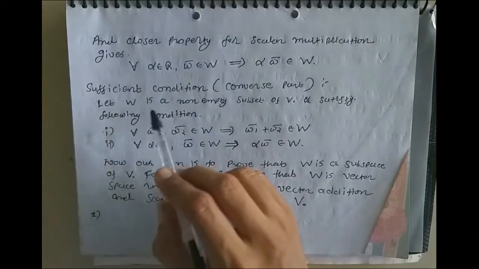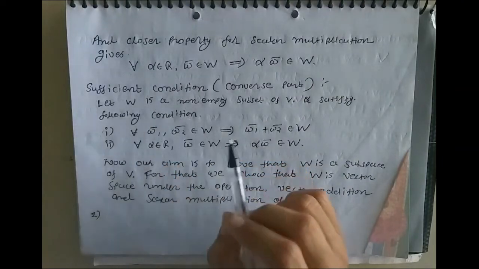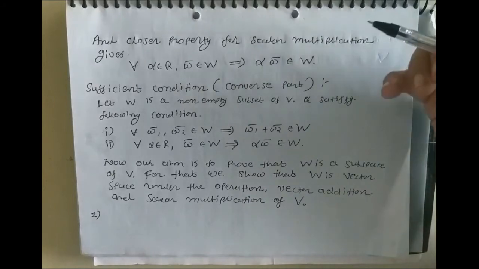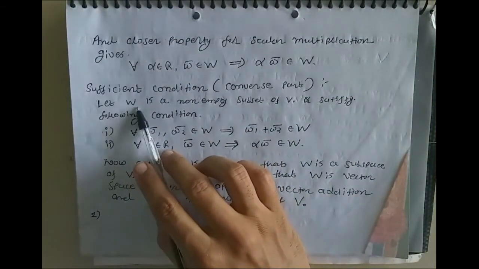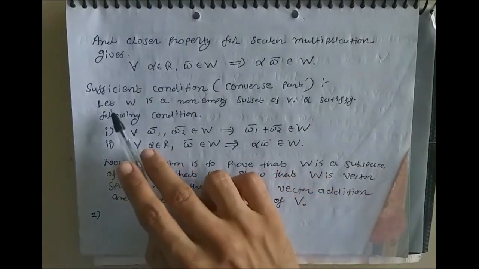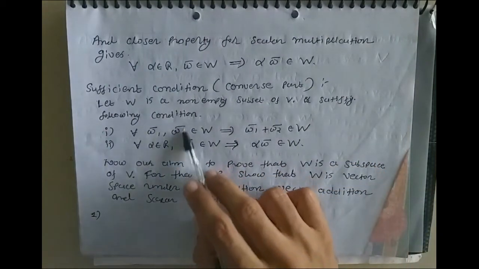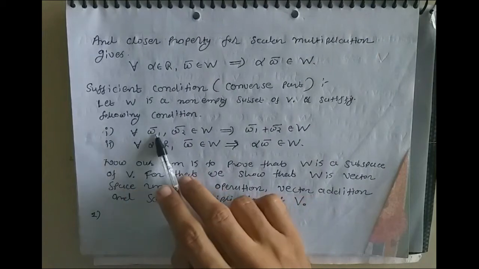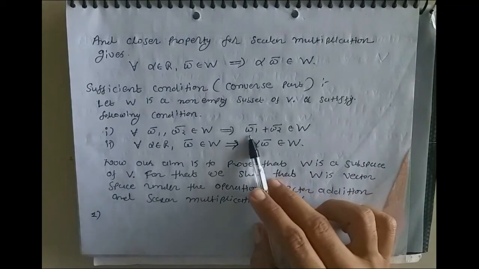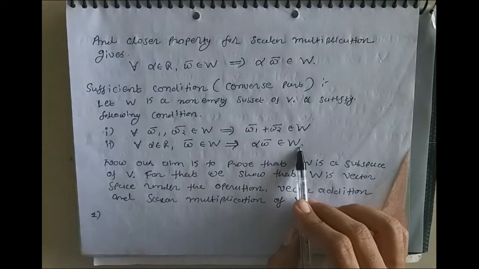For that, let W be a non-empty subset of V. Here we have considered W as a non-empty subset of V. In the first part we considered W as a subspace, but here we consider W as a non-empty subset, and then we prove that W is a subspace. So here W is a non-empty subset of V and satisfies these two conditions. First, for two vectors W1 bar, W2 bar belonging to W, the vector addition of these two vectors belongs to W, and also for the scalar multiplication.